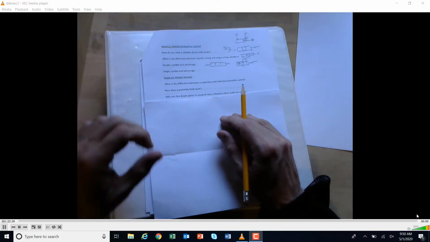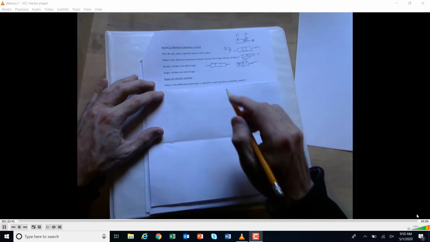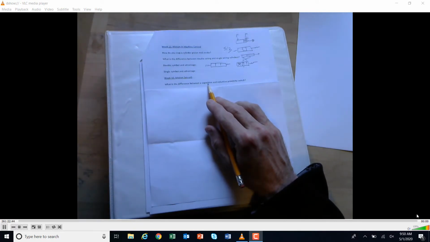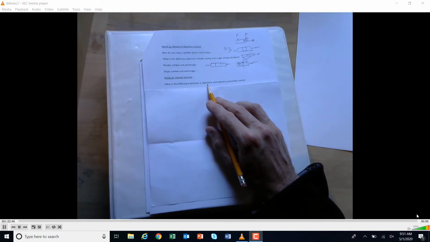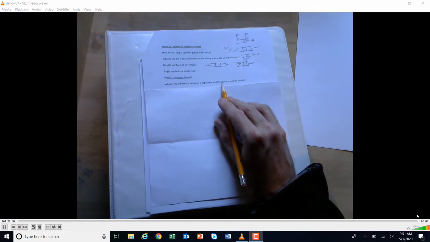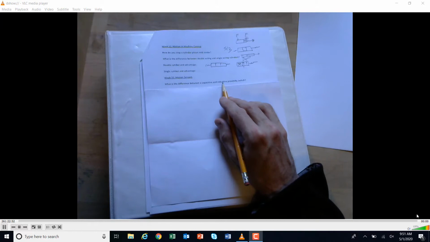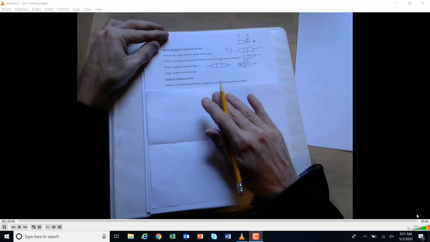Motion. The difference between a capacitive and an inductive prox. Well, capacitive senses just about everything. It has a dielectric constant of greater than 1.2. And inductive basically does ferrous or metal items, okay? So that's the main difference between them.